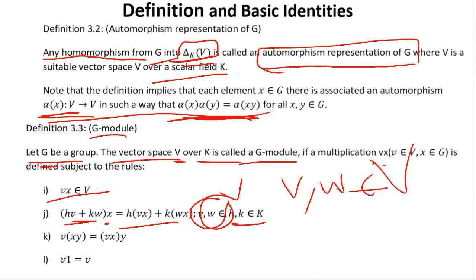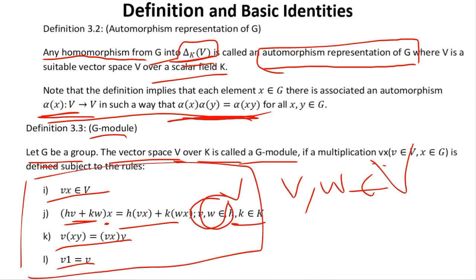Okay, and we also have that (vx)y equals v(xy). That's associativity, kind of like for the multiplication, and that identity is if you take the vector times 1, it gives you back the vector itself, not vector space, but the element in the vector space. So these four identities, once satisfied by the product of these two elements, it makes the group G and the vector space over K to be called a G module.